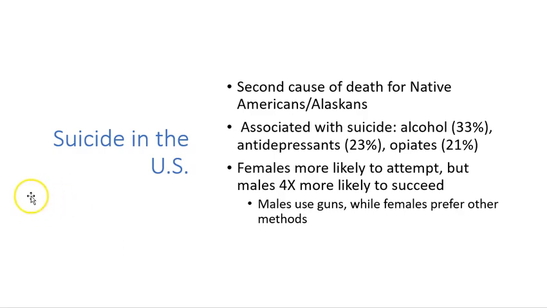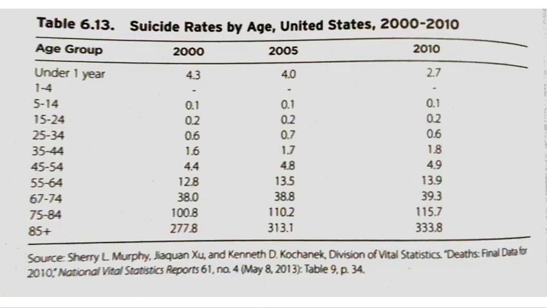The primary difference there is that males tend to use guns, which are much more effective at death and completing suicide than other methods that females tend to prefer, such as poisoning or hanging. If we look at suicide rates by age, perhaps you're unaware of there is an age pattern here also, and people are much more likely to commit suicide at older ages, particularly over the age of 85.